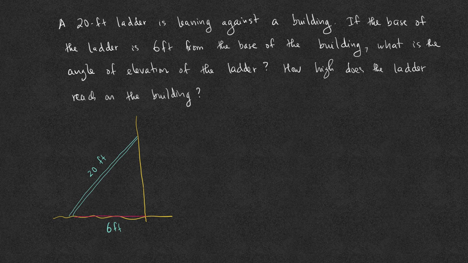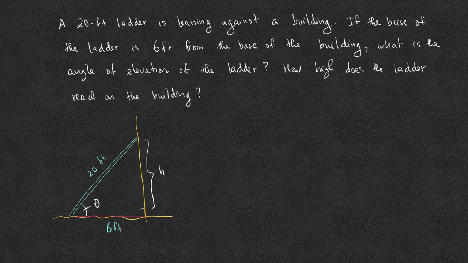What is the angle of elevation of the ladder? Remember that the angle of elevation is the angle that we look up from the horizon. And so we call this angle theta for now. How high does the ladder reach on the building? Meaning we're looking for this distance, which we will call h.